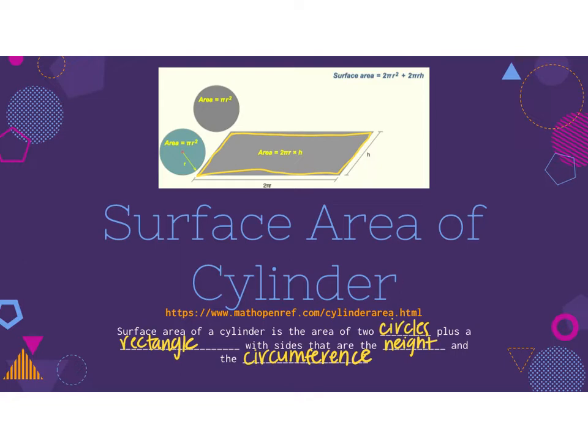Now we have the height of it over here, and along the bottom, what really happens is it takes the circumference of the circle and it lays it all out. So that's why we get the circumference times the height for the rectangle, and then we have the top and the bottom, which are just circles. You can also look at mathopenreference.com/cylinders area to see a little bit more.